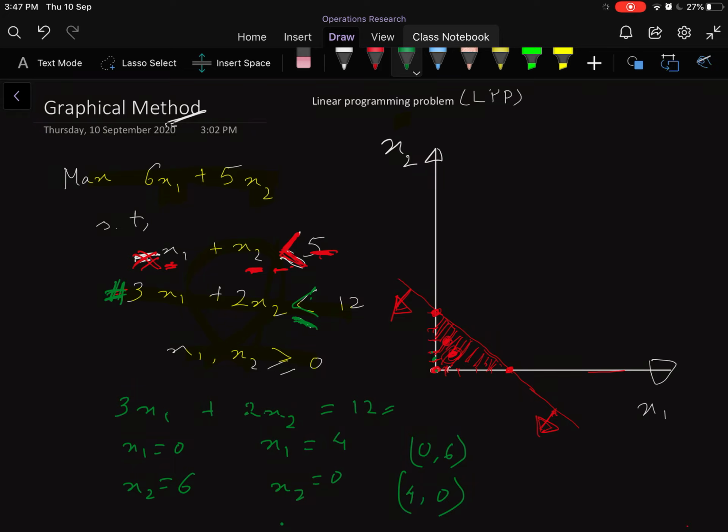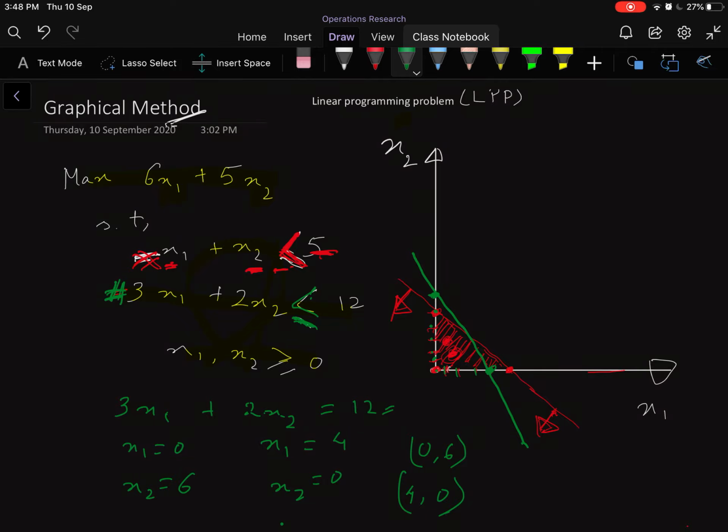Now let's plot 0,6. 0, 1, 2, 3, 4, 5, 6. So we are having one point here, and then we are having 4,0. 1, 2, 3, 4. Okay, so this point. So we are having 2 points here, and then we would join them, and now we would find out which region of this line we would be considering for further calculation.